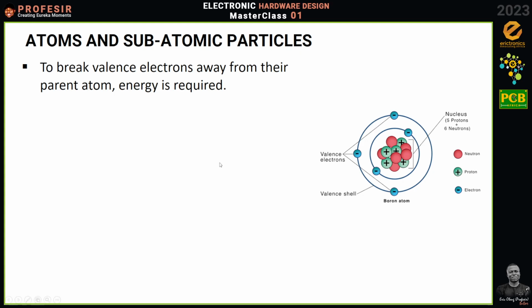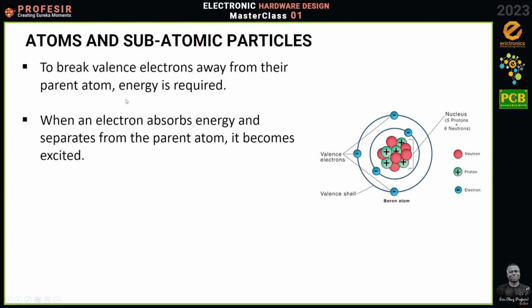Sorry, the valence electrons. So when the electron absorbs energy, and later we will see how it absorbs energy, it can separate itself from the parent shell. So let's say finally your brother lands a very good paying job, then he comes to your dad, "Hello dad, right now I have a good paying job, I can take care of myself, thank you, I am moving out." Something like that. So whenever a valence electron absorbs energy, it disconnects itself from the parent atom.